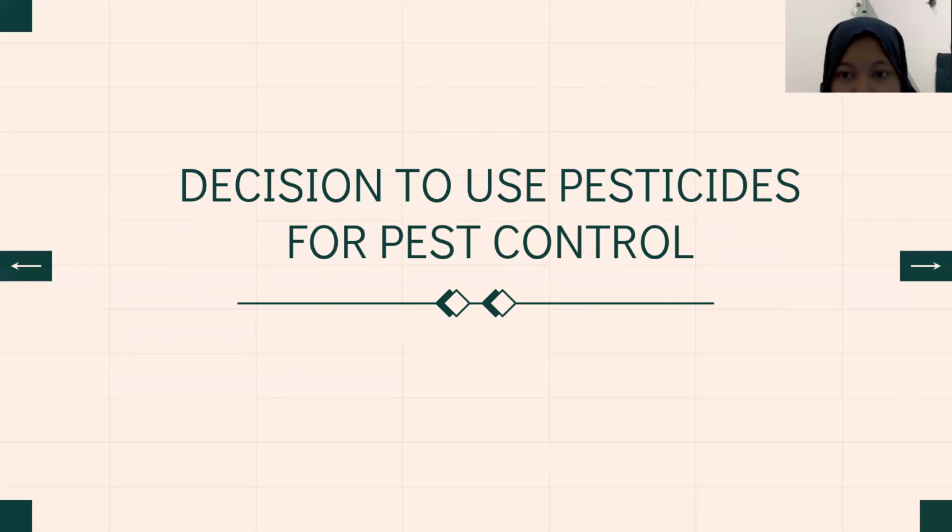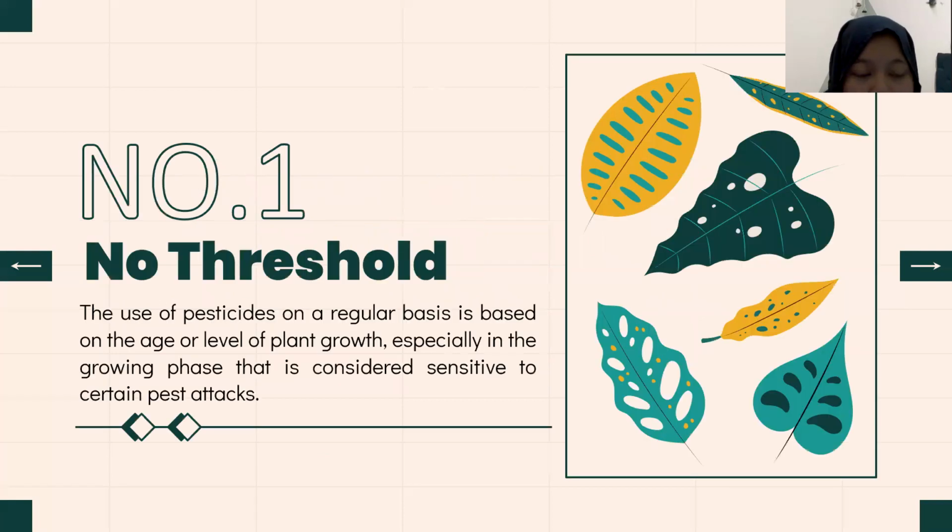Decision to use pesticides for pest control. Number 1, no threshold. The use of pesticides on a regular basis is based on the age or level of plant's growth, especially in the growing phase that is considered sensitive to certain pest attack. Actions are more preventive in nature.